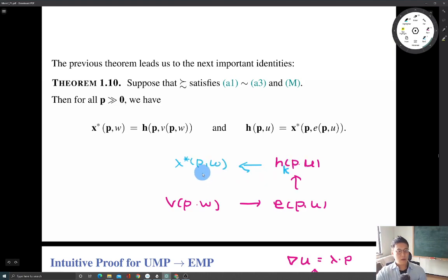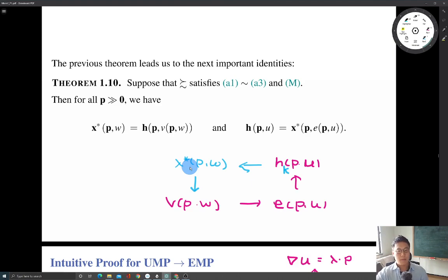Okay? And then the link between these two is straightforward, because indirect utility is the value function of UMP. So if we know X star and if we know the utility function, then we can figure out what the indirect utility looks like.